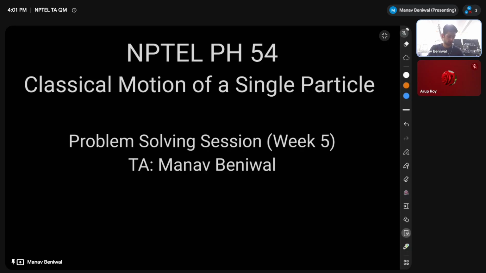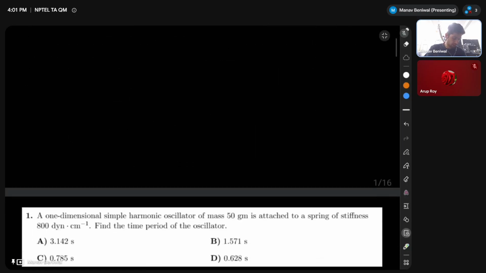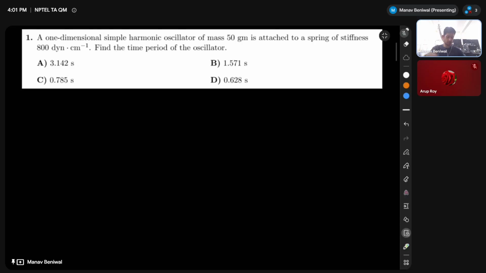Okay, so I guess we can start, and if others want to join, they can join later. Since you don't have any doubts, let's start with some basic problems. Today we'll be solving problems based on week 5, which is mostly simple harmonic oscillations. We'll do some simple harmonic oscillation problems, both undamped and damped, and then also some problems for the forced harmonic oscillator. So let us begin with the first problem.